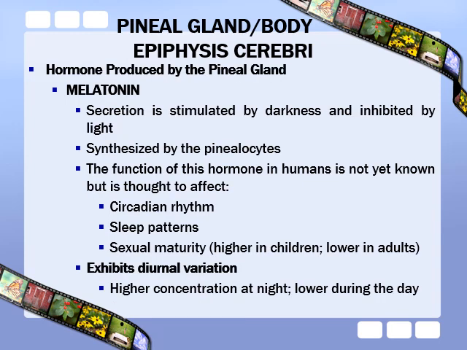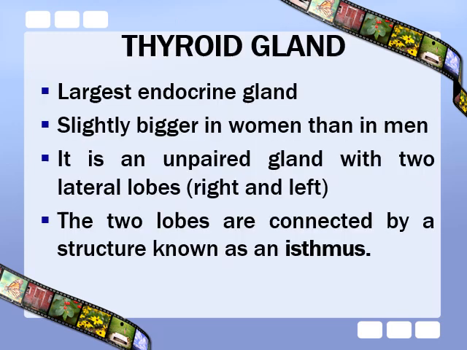The hormone produced by the pineal gland is melatonin. Melatonin secretion is stimulated by darkness and inhibited by light. It is synthesized by pinealocytes. The function of this hormone is not yet known, but it is thought to affect the circadian rhythm, sleep patterns, and sexual maturity. The important thing to remember about melatonin is that it is stimulated by darkness and inhibited by light. It exhibits diurnal variation, meaning it is higher at night and lower during the day.